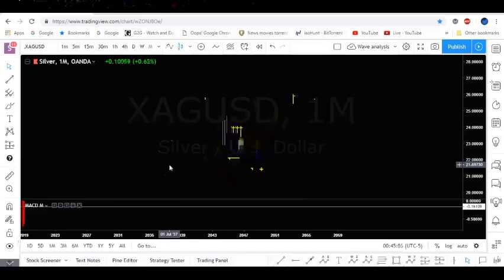Then of course we get our expanding flat. There's your impulse, and then your correction will look something like this. You'll break the top, and you come back down, and you break the low. So that's basically your expanding flat, and then you will make your next impulse move up.